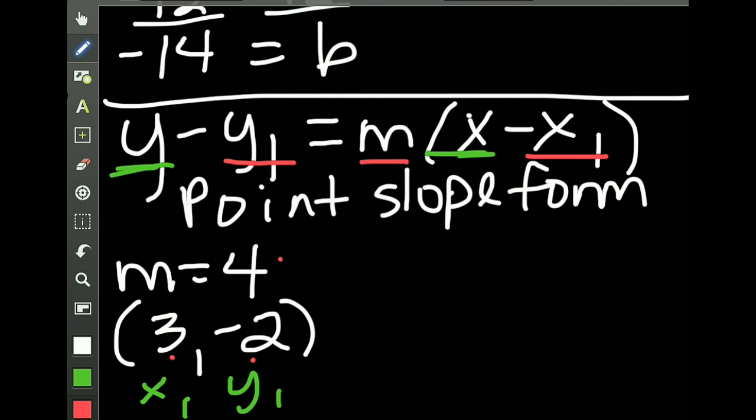Okay, how'd you get 4? That's fine. That's just the number that we picked. We just picked a random number, because you can do this with any point, any line, any slope, doesn't matter.